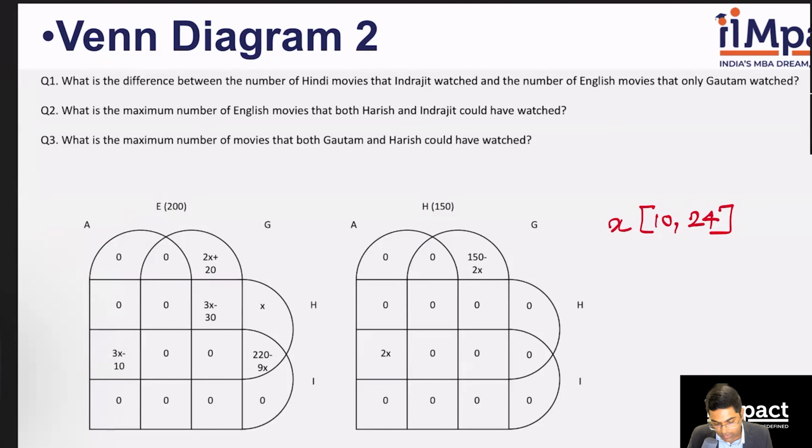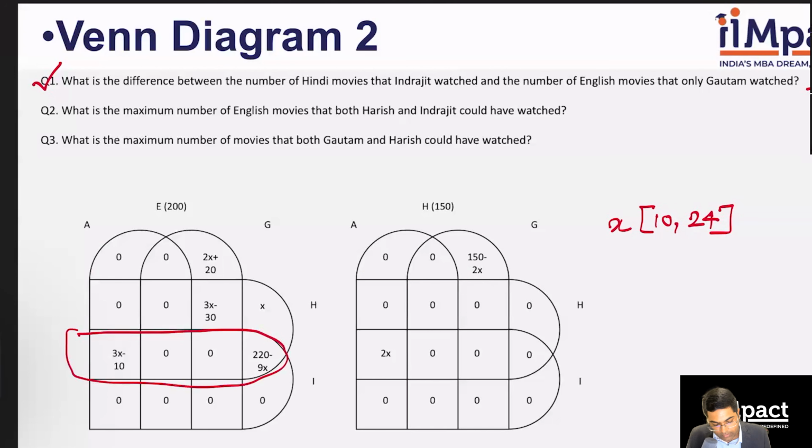Hindi movies that Indrajit watched is 2x, and only Gautam watched 2x plus 20. So the difference is 20, right? Why is this even a question? This was a clue. What is the maximum number of English movies that both Harish and Indrajit could have watched? Now, could have means I need to know the values of x.